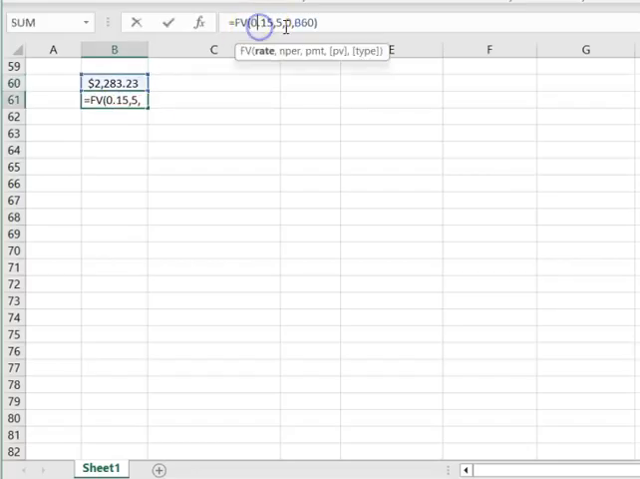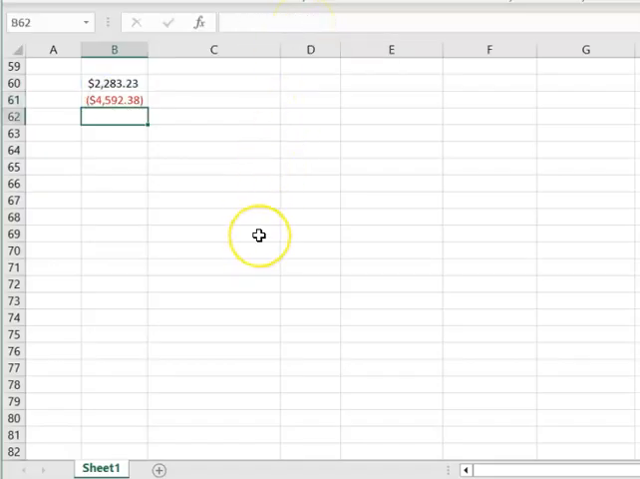So we just go with the calculation of FV. What is the interest rate? It is 15%. What is the number of periods? 5 periods. PMT, we don't have any PMT. And what is the present value? Present value we just calculated, so I put the address of the cell. And that's it. The answer is $4,592 the students need to pay for that.